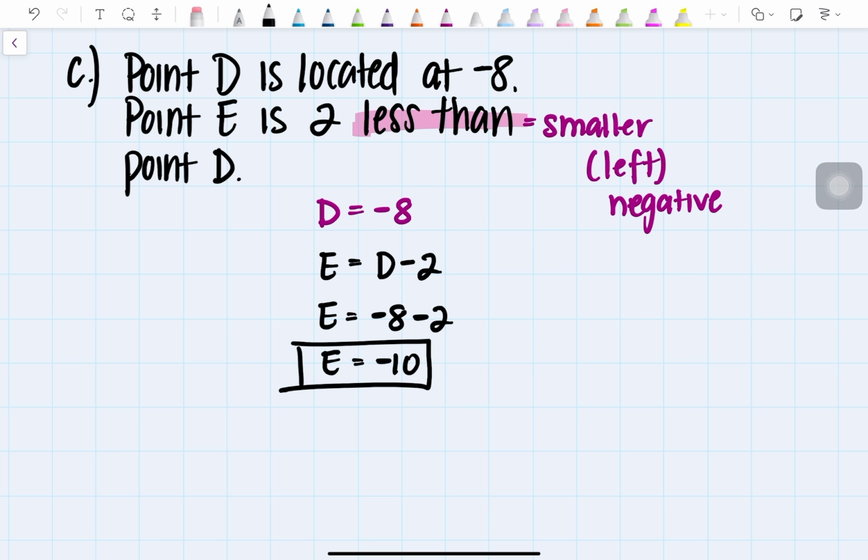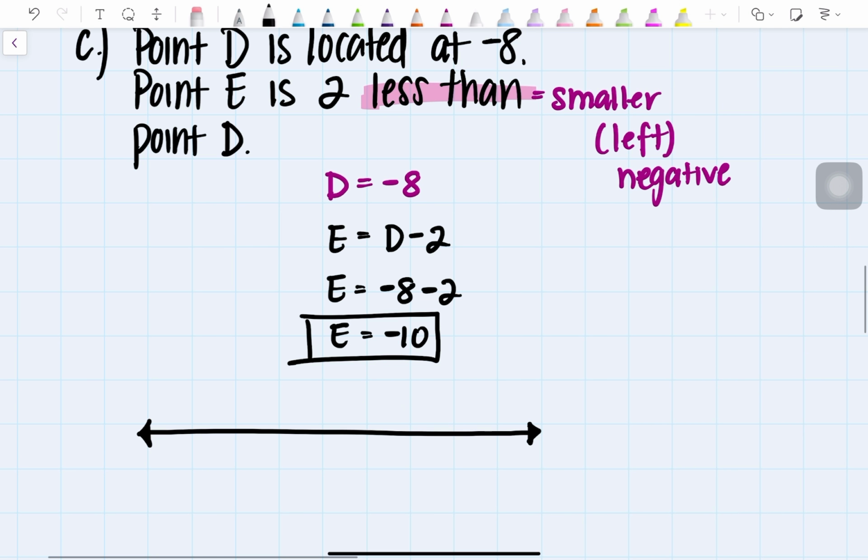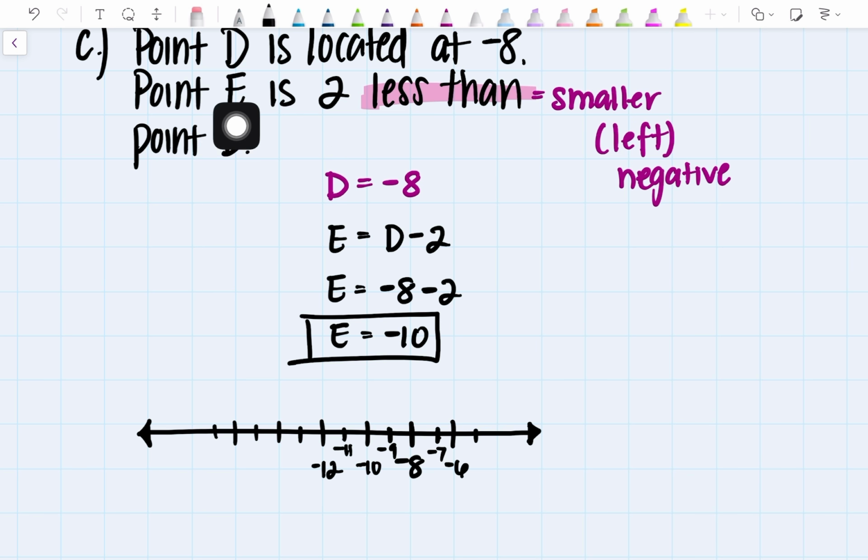And if I were to graph it, let's say I have a negative 8 here. We have these values, right? I don't have to put all of them. But then I have a negative 7 on this side, a negative 6 there. I have a negative 9, negative 10, negative 11, negative 12, and so on. Because point E is 2 less than point D, that means we have to move to the left. So we'll move to the left if D is here.